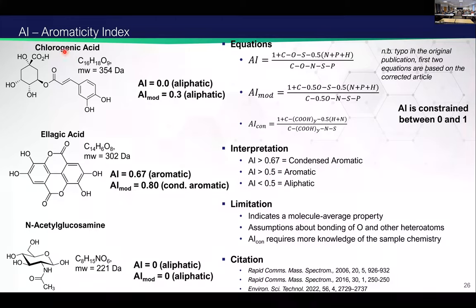For example, chlorogenic acid, which has clearly got an aromatic structure, the normal aromaticity index says that it's zero. But with the refined modified one, it comes out with some aromaticity. The ellagic acid, which I would say is somewhere between aromatic and condensed aromatic, in fact, falls in that range with these equations. And something like this N-acetyl glucosamine correctly has zero aromaticity index in both cases.